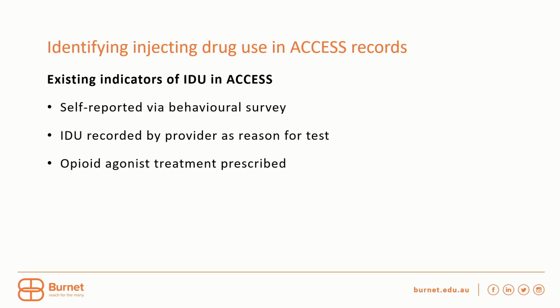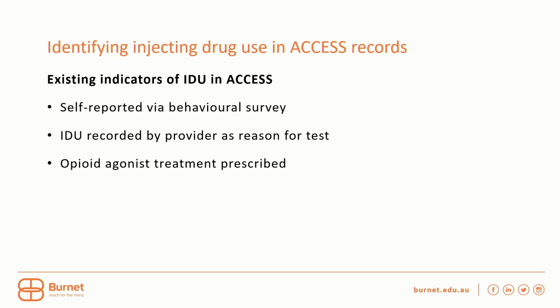On rare occasions, IDU has been recorded by providers as a reason for tests, in about 0.1% of records. And opioid agonist treatment prescriptions have been used as a proxy of injecting drug use, but of course they exclude people who have not injected opioids. So relying on just these three indicators can produce a biased subsample of people who have injected drugs in Access, and there are likely people who remain unrepresented in the data.